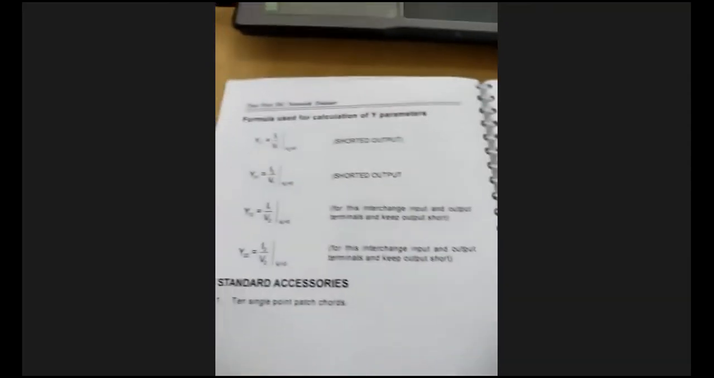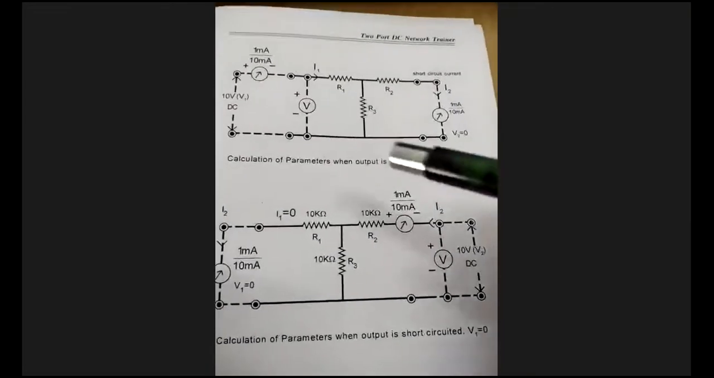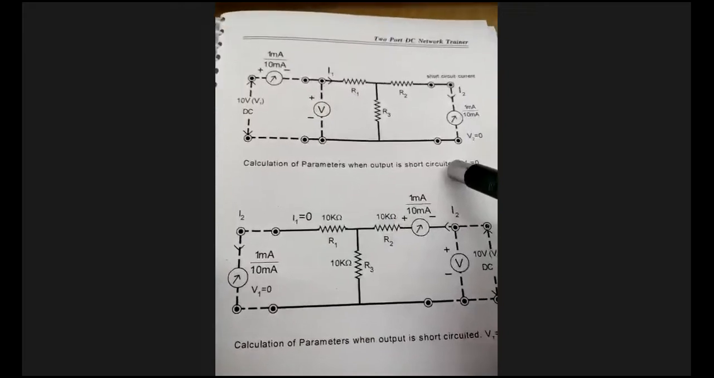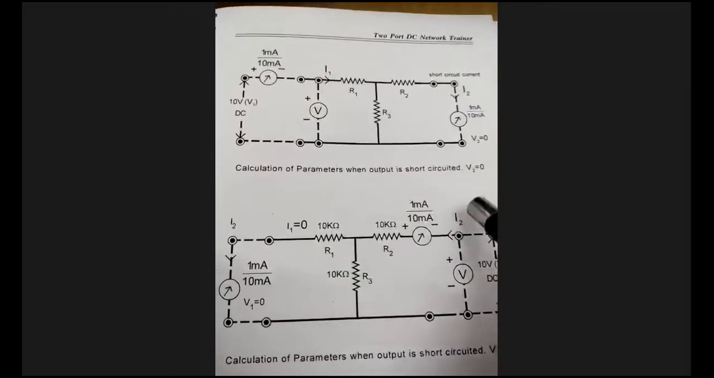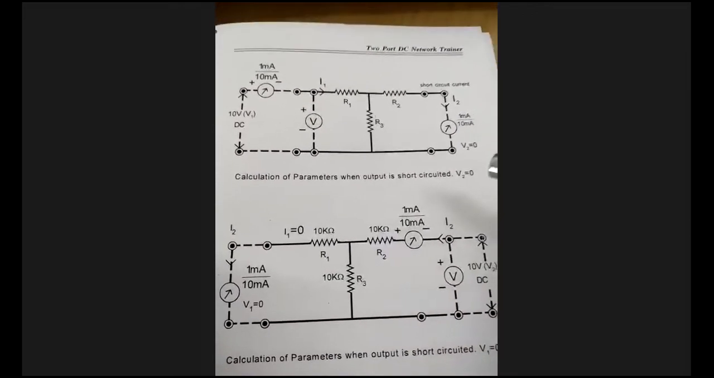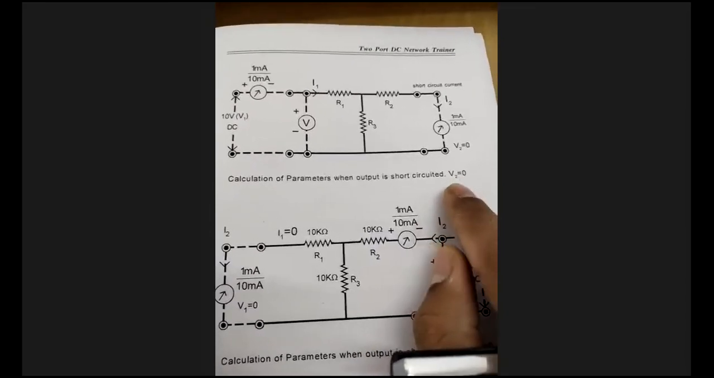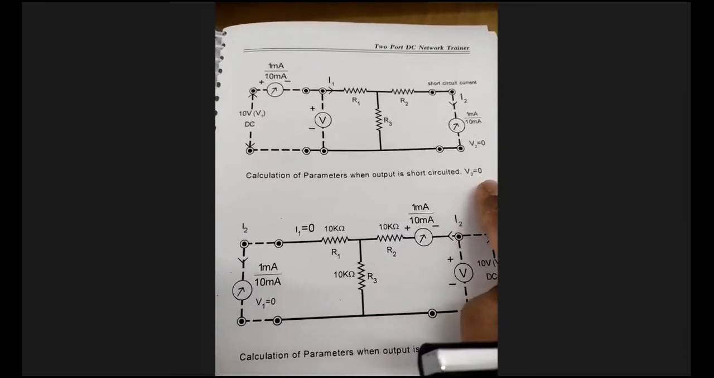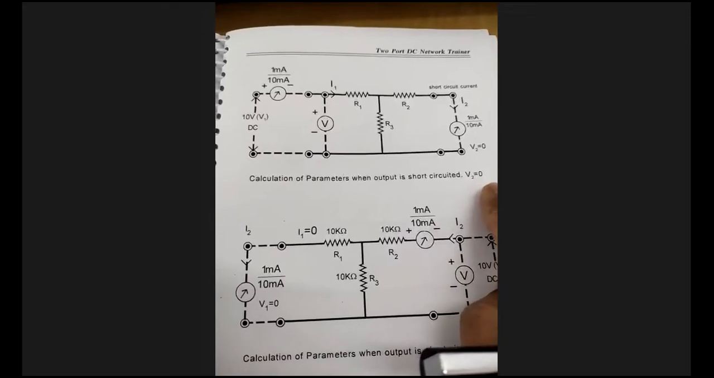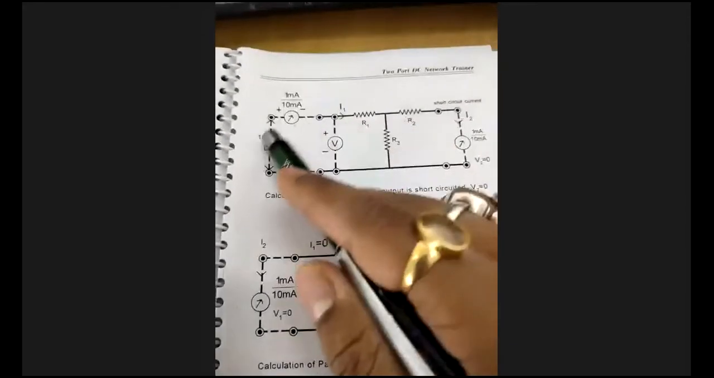Okay. So that is our main aim and condition. Okay. Now come to the circuit diagram. This is our circuit. When we fulfill the condition, we make V2 equal to 0. Then the circuit looks something like that.